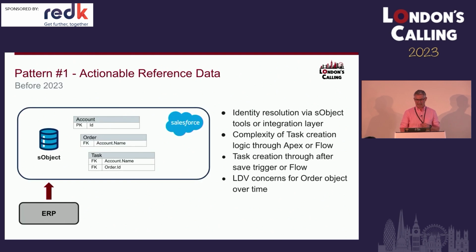So before Data Cloud, I'd probably do something like this. I would get my ERP to push my data into my sObjects, and I would potentially do that identity resolution either using sObject tools or in the integration layer. I would try to insert a replicated copy of that order record into my sObject, and then when there is a record created in that order object, I would perhaps use an after save trigger or maybe a flow in order to create my task.